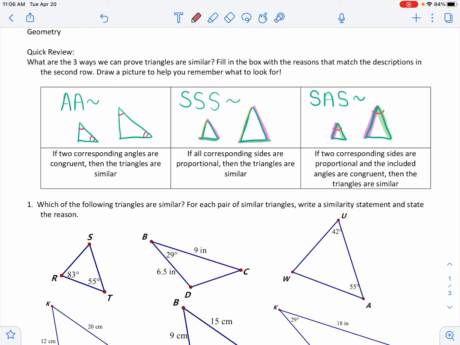And the reason I need that one and not the other 2, is because I need the angle where the 2 sides that we're looking at meet. So where the pink and green side meet, I need the angles there to be congruent in order to be considered side, angle, side.